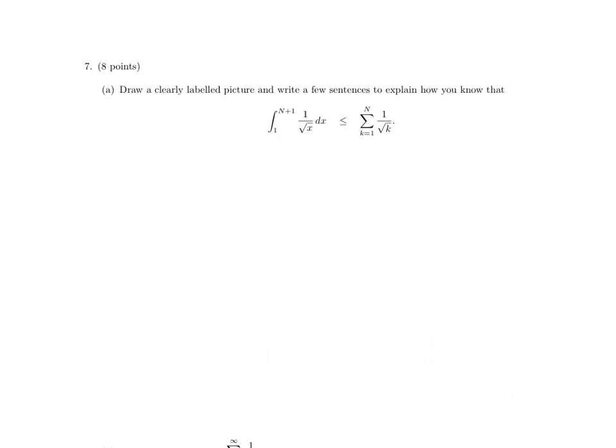We are in the home stretch now. It says draw a clearly labeled picture and write a few sentences to explain how you know that the definite integral from 1 to n plus 1 of 1 over root x is less than or equal to the series from k equals 1 to n of 1 over root k. Well, that means drawing one of those graphs of the functions where you see the integral and then you draw on the rectangles whose areas all correspond to terms in the particular series.